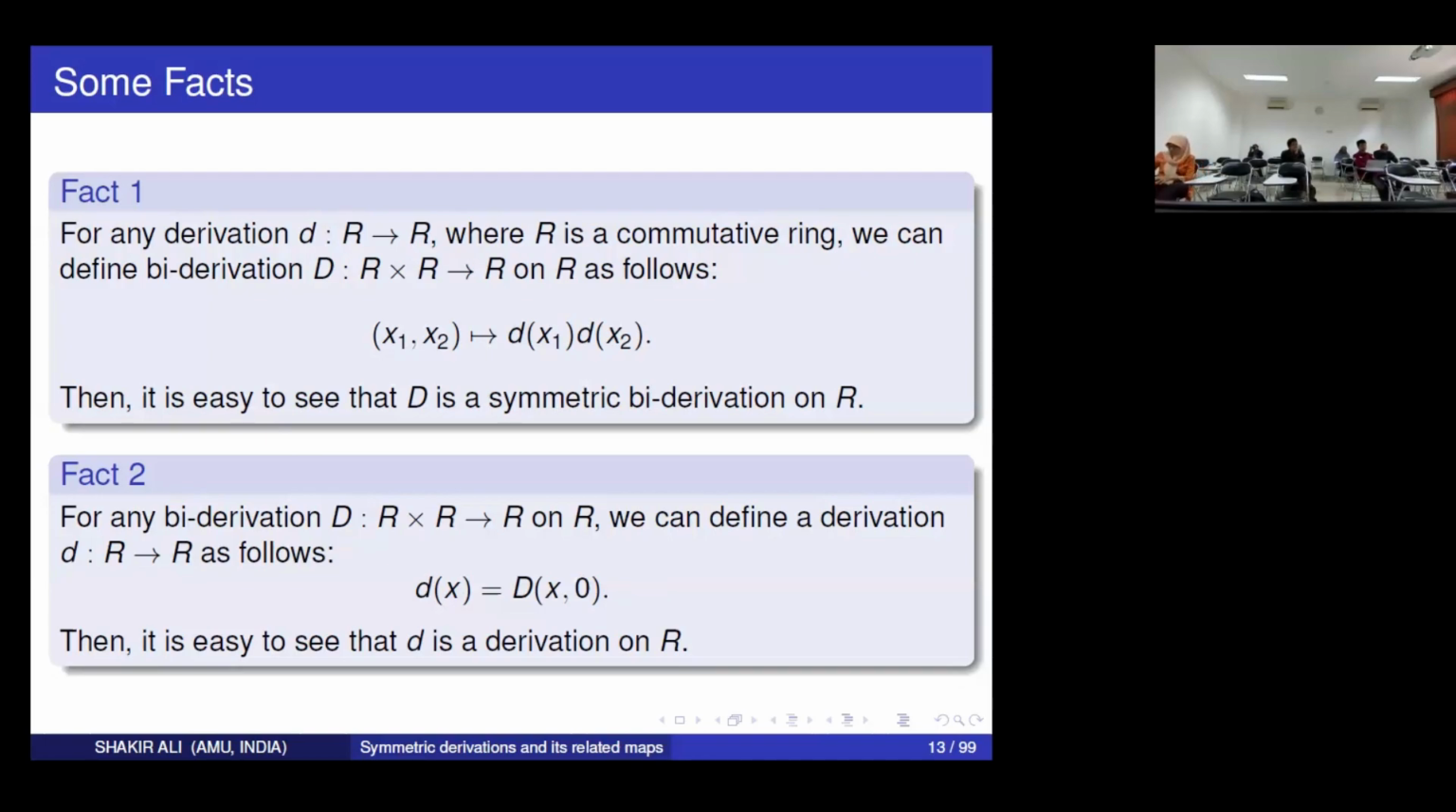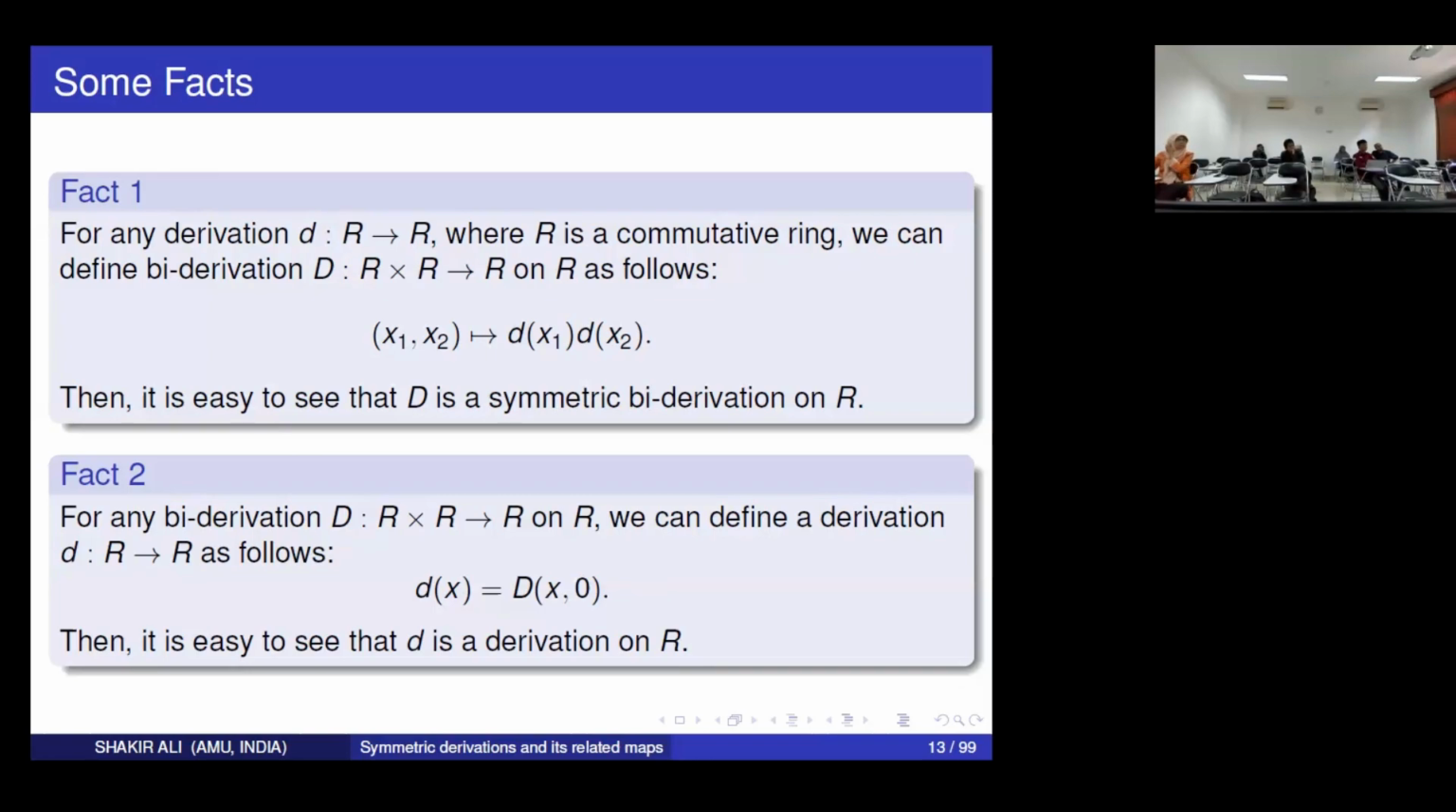So I ask, please check. Please check quickly. This is an example of biderivation which is not a derivation. Okay, either check first or the second, we do it step by step. But look at the first.